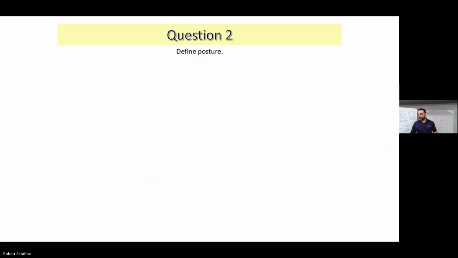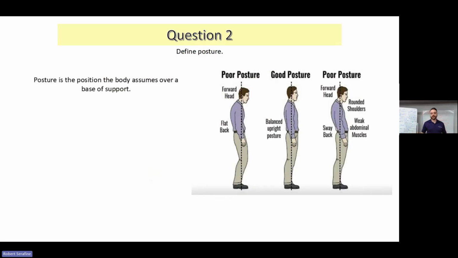So posture, we briefly touched on. What exactly is posture? Just to take a quick understanding of it, it is the position that the body assumes over a base of support. The base of support is the key thing we want to focus on. Whether you're sitting down, the base of your support would be your ischial tuberosities, your sit bones, or if you're standing, or if you're on a headstand and your palms are what's holding you up, that is your posture, and you're assuming that position over that base of support.